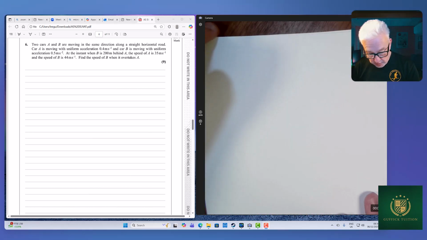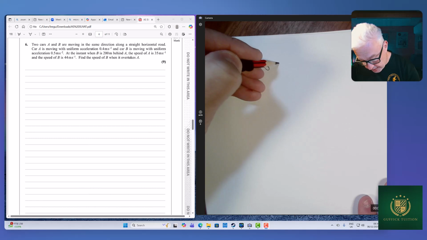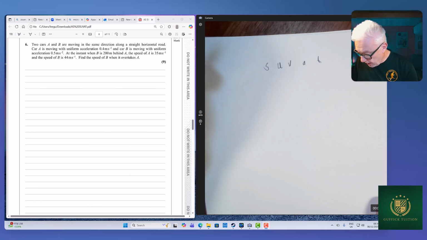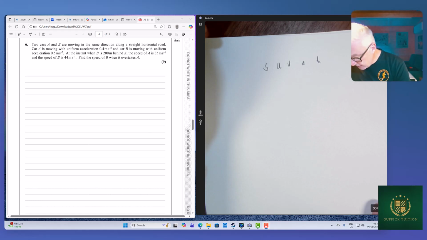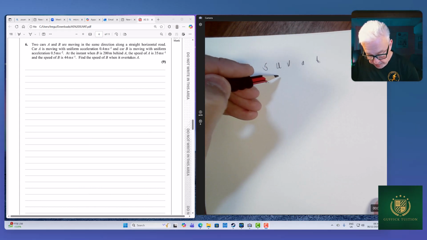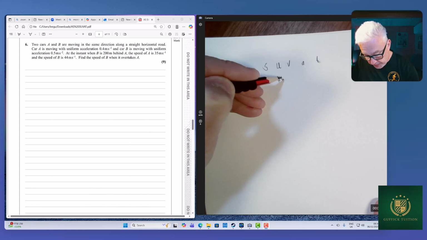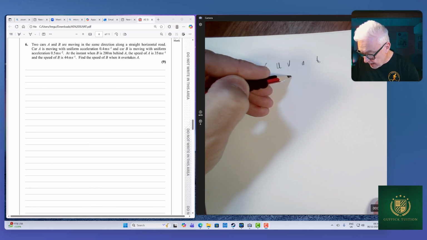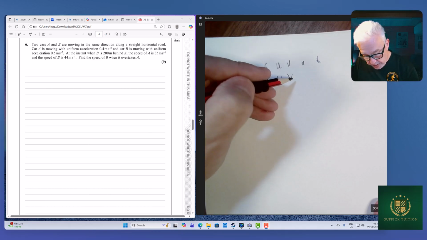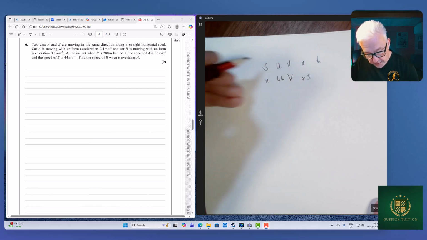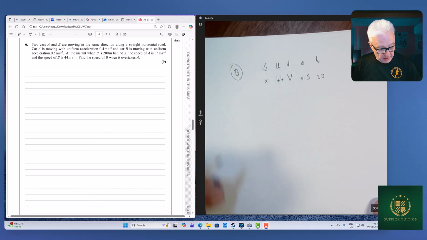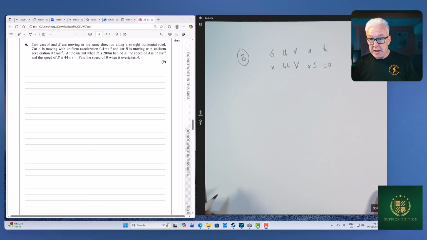So we go back to our SUVAT now. Let's write down the SUVAT. We don't need to worry about the distance this time. We know that our initial speed of B was 44. We are trying to find out how fast it's going, and that's what we want to find, v. We know the acceleration is 0.5, and we now know that the time is 20 seconds. So this is a SUVAT for B now.